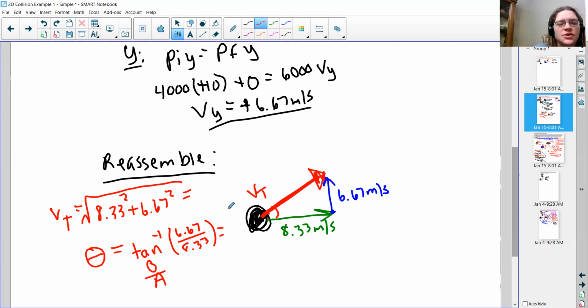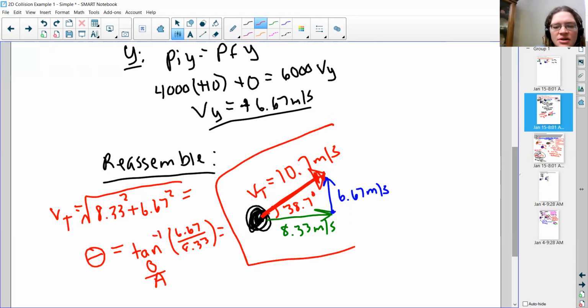Make sure your calculator's in degree mode when you calculate this. So I get a total velocity here of 10.7 meters per second and an angle of 38.7 degrees. And just like in previous units in this course, when you have a vector answer, the proper full solution is the labeled triangle with the components of the vector. So this is what our correct answer is to the problem at this point.